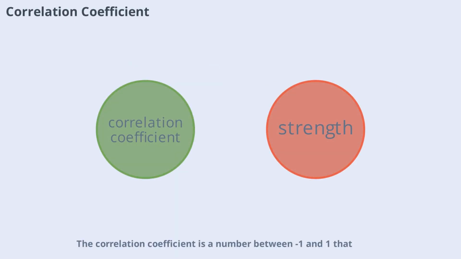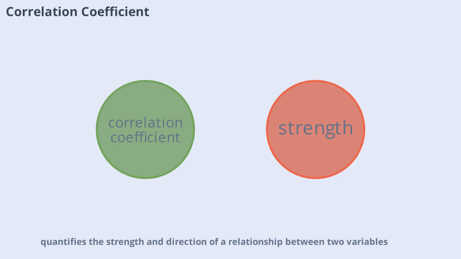Correlation coefficient is a number between -1 and 1 that quantifies the strength and direction of a relationship between two variables. A value close to 1 means a strong positive correlation, while a value close to -1 means a strong negative correlation. If the coefficient is around 0, there's little to no relationship. This number helps you move beyond just visual impressions and gives you a precise way to measure correlation. Next, we'll discuss how to calculate and interpret this coefficient in practice.